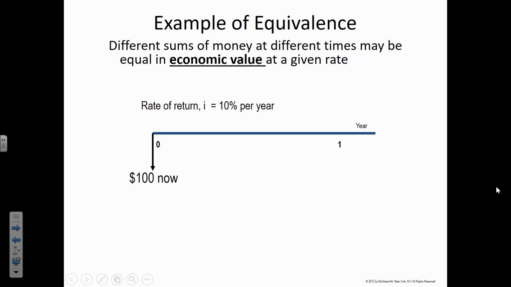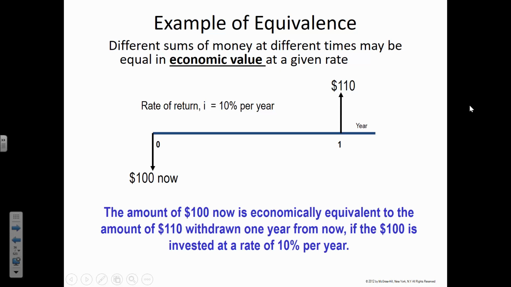The point is, the amount of money is changing 10% per year. So economic equivalence would say that if you deposit 100 now, you should be able to withdraw 110 in the future, because prices are going up at 10% per year, to buy the same amount of stuff after 1 year as you could buy now at the present. You'll need more dollars. So that's an illustration of economic equivalence. In this illustration, we're saying that $100 now is economically equivalent to 110 withdrawn in 1 year if the 100 was invested at 10% per year.